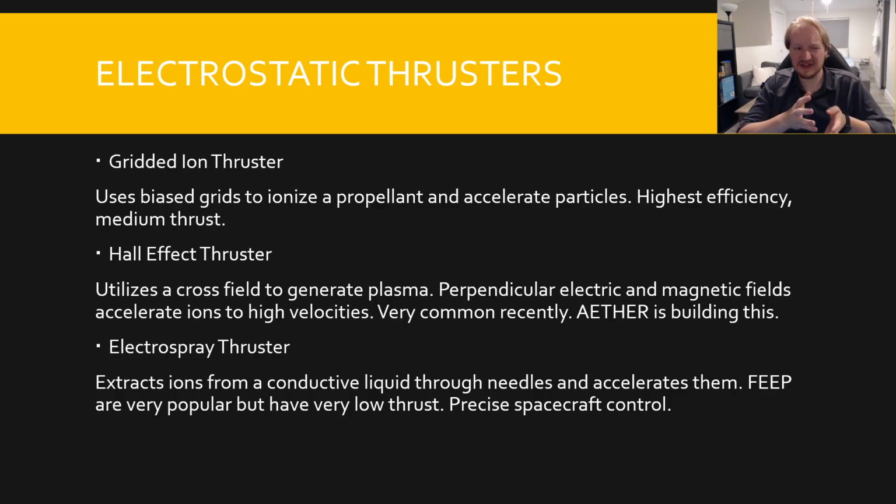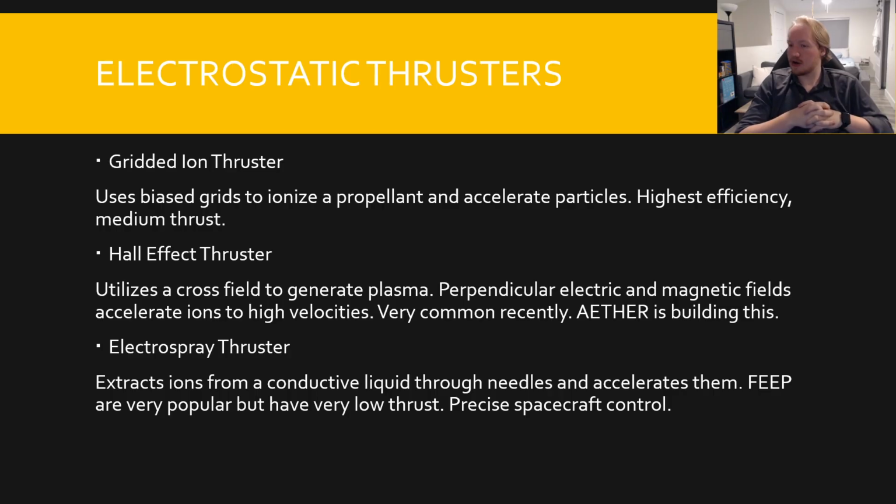So then we have the Hall effect thruster, which uses a cross field to generate a plasma. Perpendicular electric and magnetic fields will accelerate the ions to high velocities via the Lorentz force. They're very common recently. Again, we're working on building one, and all of the Starlink satellites use Hall effect thrusters.